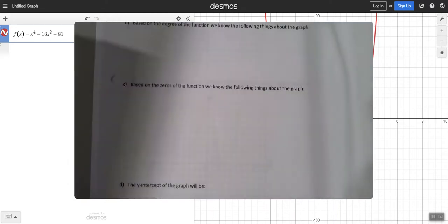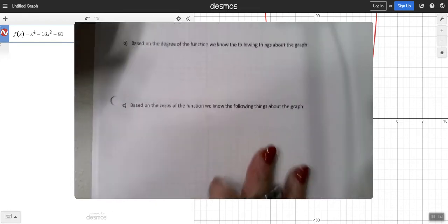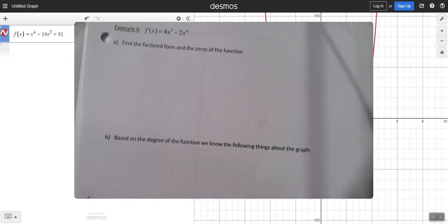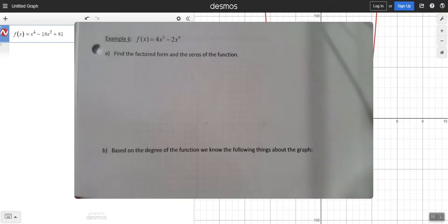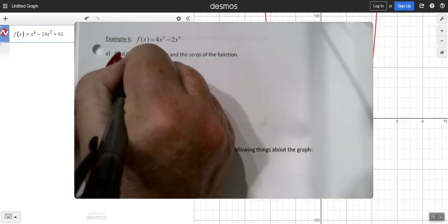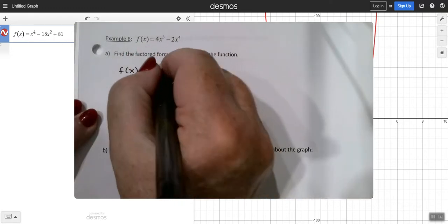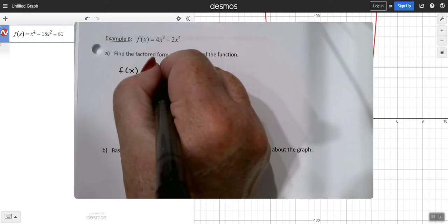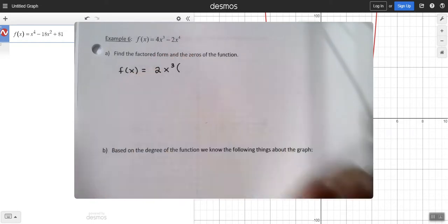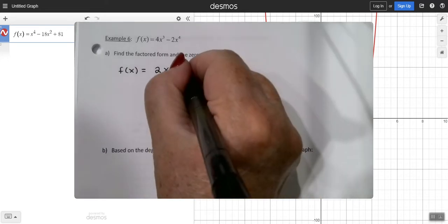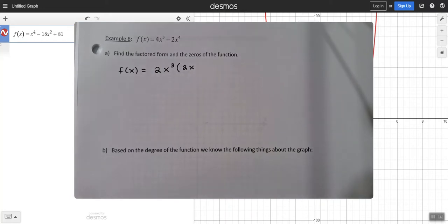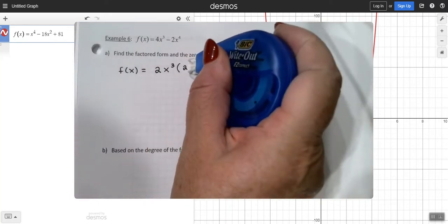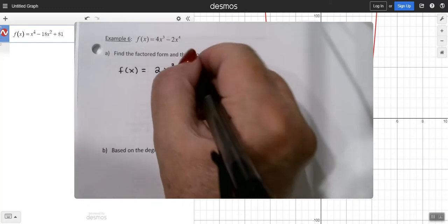All right, let's see how we do with another one. Our function this time is 4x cubed minus 2x to the fourth. Once again, we'll find the factored form so we can get the zeros. So in terms of factoring, I see a GCF this time, 2x cubed. When I factor that out, I'm going to get 2x. No, I'm just going to get 2, sorry. Minus x.